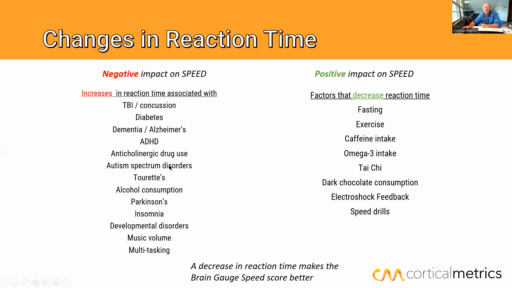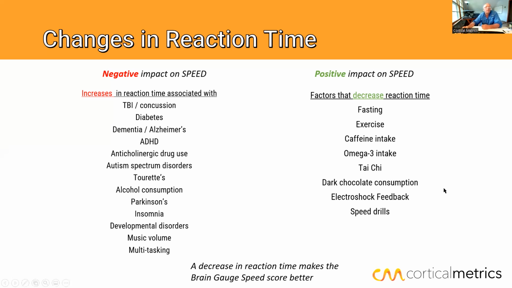Now, the more fun stuff to talk about is what can you do to improve your speed scores and/or make your reaction time faster. Fasting, exercise, caffeine intake, omega-3 intake, Tai Chi, okay. And when you see a paper, these are papers that have been written from research studies. That's because they were tracking people that started Tai Chi. Well, they could probably pick any martial art or any exercise or any kind of physical activity and gotten the same results. Dark chocolate consumption, that's obviously an acute effect, whereas exercise is a long-term effect.